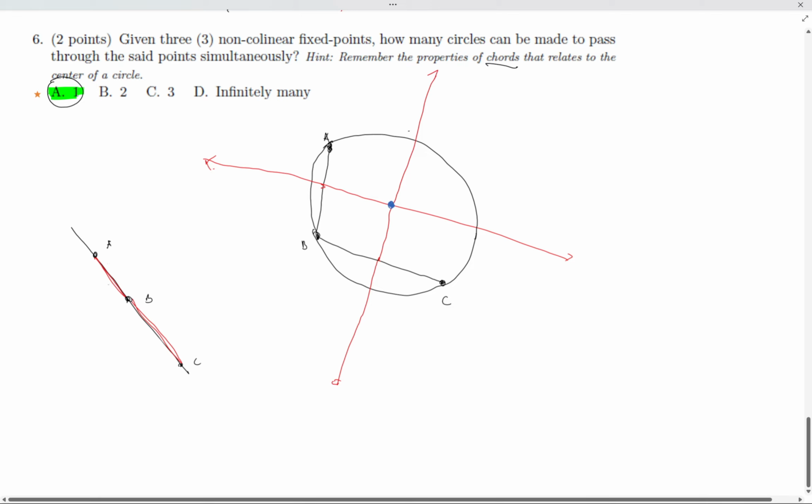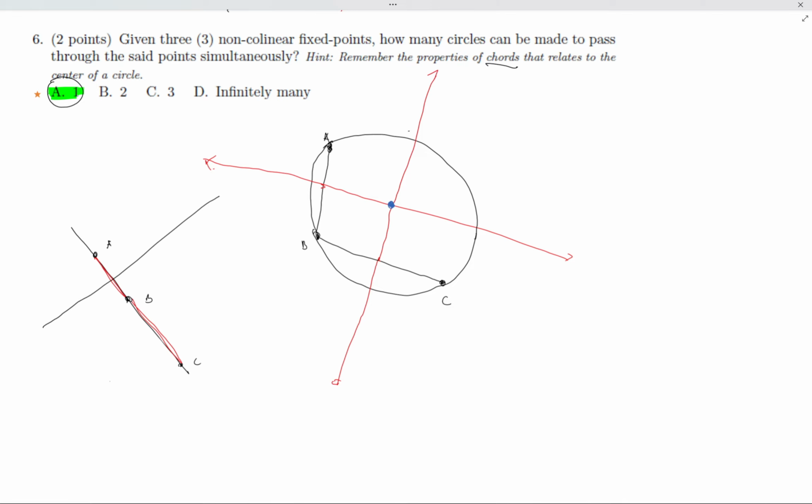In that case, I can draw a perpendicular bisector here and another perpendicular bisector here, using the same property as earlier. But what you'll find is that our two perpendicular bisectors will have the same slopes. It means that they are parallel and will never intersect. And if they never intersect, we cannot find the center point right there. So it means that there is no possible circle that can be created if the given 3 points are collinear.